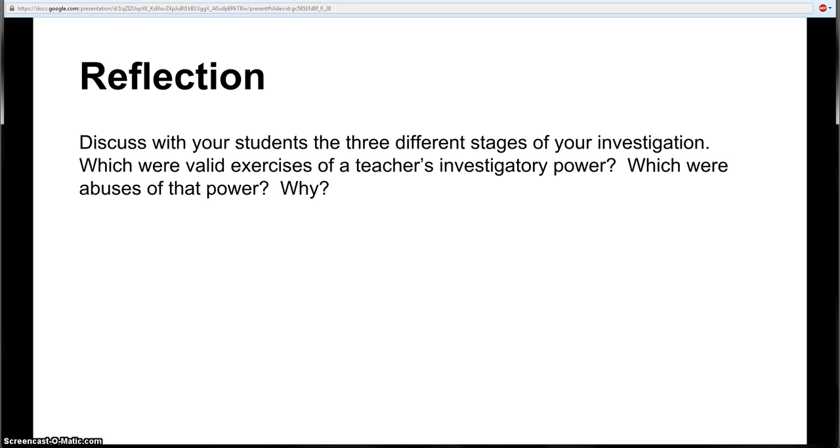So here's some reflection. First, discuss with your students the 3 different stages of your investigation. Which were valid exercises of a teacher's investigatory power? Which were abuses of that power, and why?